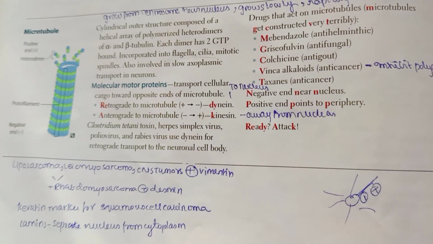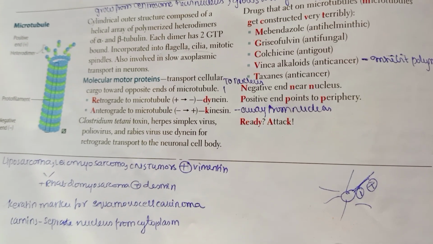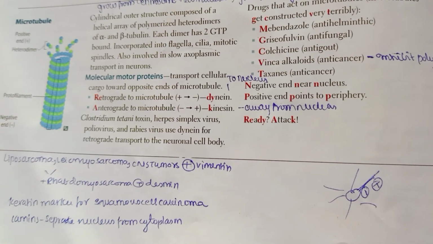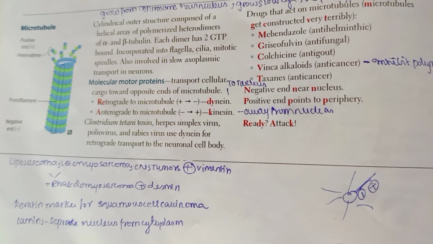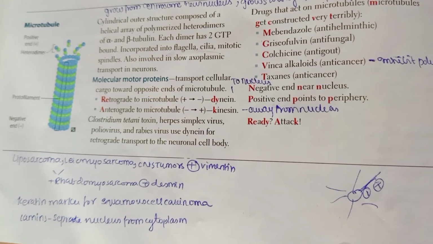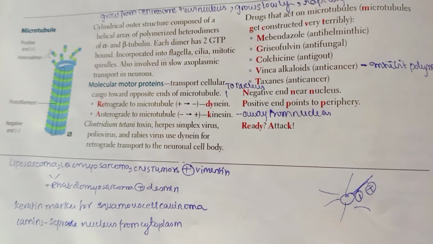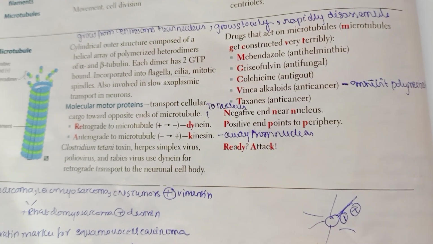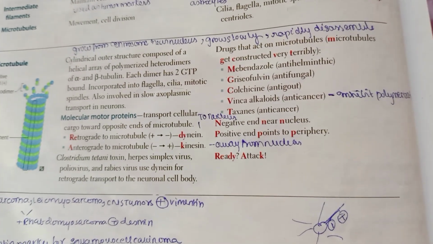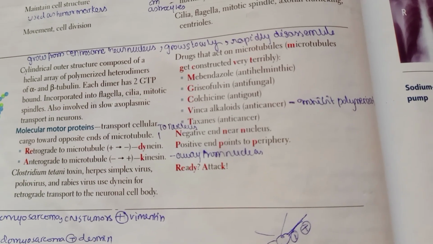This is important. Clostridium tetani, herpes simplex virus, poliovirus, and rabies all use dynein for retrograde transport to the neuronal cell body. So all these viruses and toxins use dynein for retrograde transport. Dynein is for retrograde, kinesin is for anterograde. These microtubules grow from a centrosome near the nucleus, and they grow slowly and can rapidly disassemble.